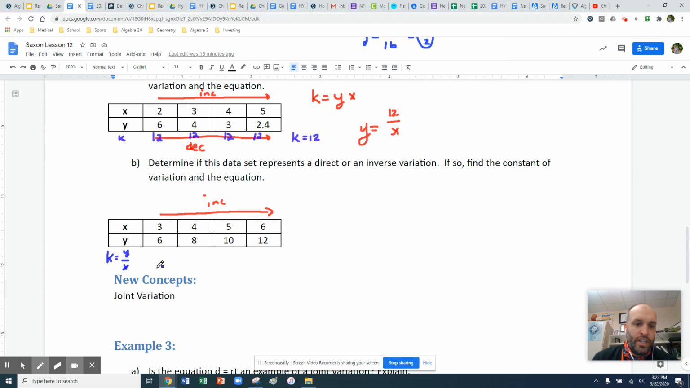So we'll take our y over x. 6 divided by 3 is 2. 8 divided by 4 is 2. 10 divided by 5 is 2. 12 divided by 6 is 2. So that does tell us that we do have a direct variation where our constant is equal to 2. And to write a direct variation equation, we're going to put it in the form y equals kx, which we now know the constant is 2, so y equals 2x.